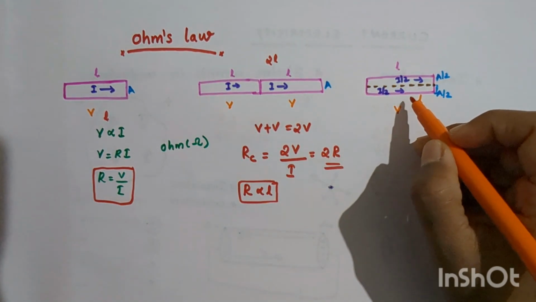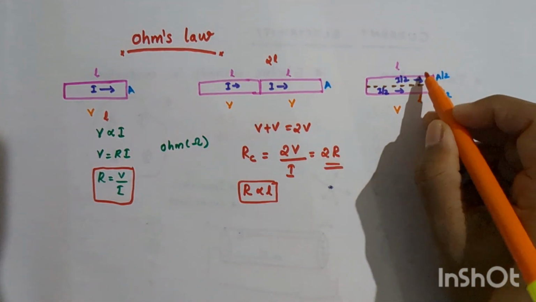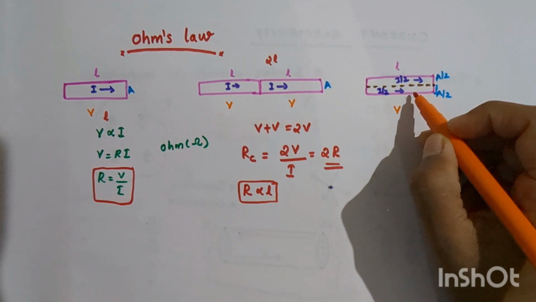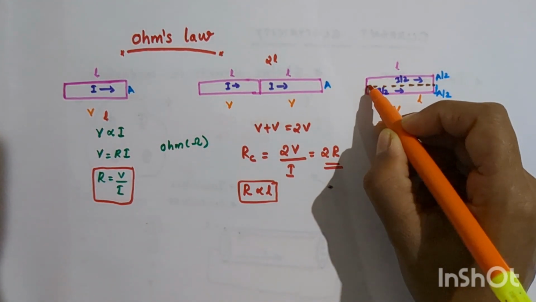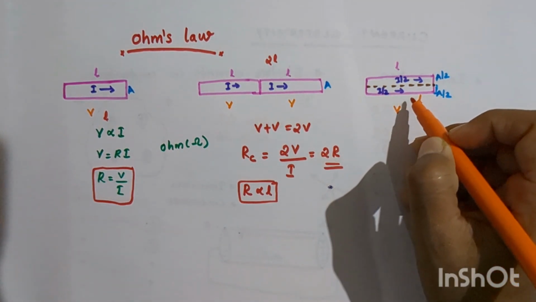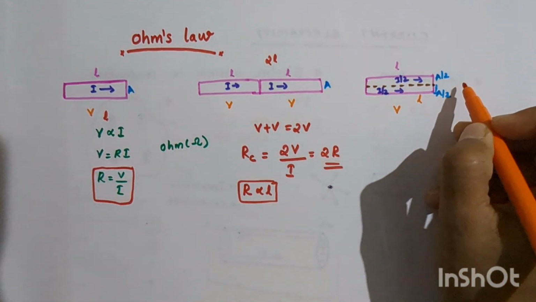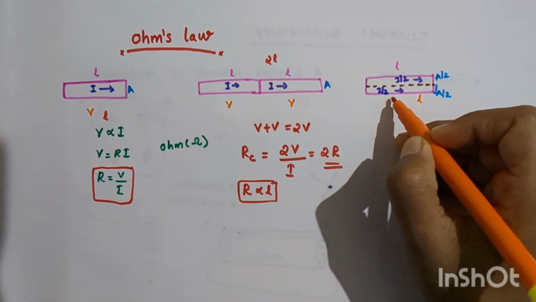You see the current through the entire slab when we consider this combination. That is, one conducting slab is kept here, another conducting slab is kept here, like a parallel combination. So the current through the entire slab is I by 2 plus I by 2, which is I.